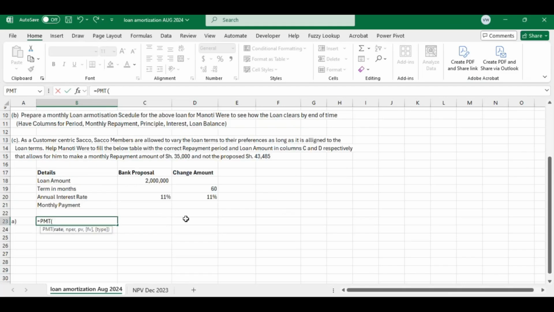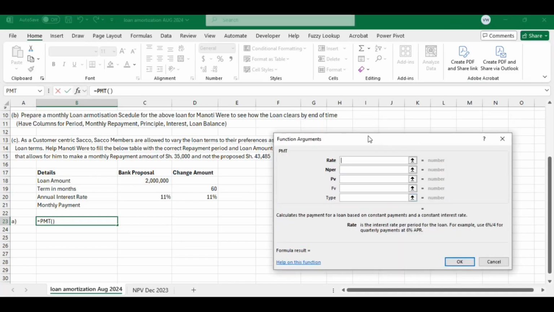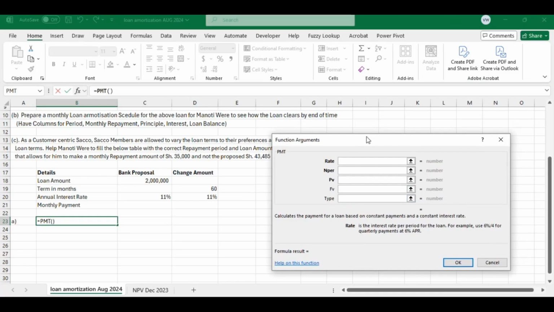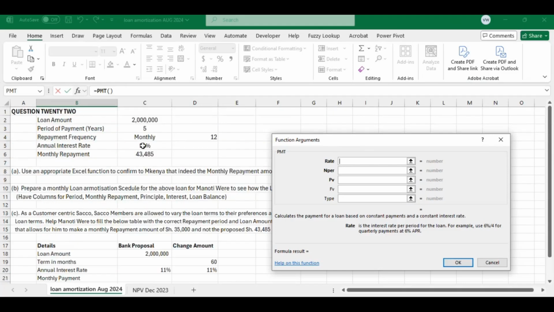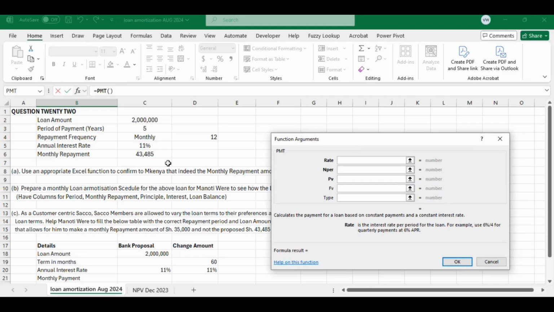So I'll click on the PMT function and activate it. Then I can open the function argument window. The first item in our argument, we have the rate. So if you look at our question, we have an annual interest rate of 11%. But remember, this 11% is per annum, but we know that the frequency of payment is monthly. So in this case, I'll divide by 12, and you can see that I'm actually referencing the cell that has 11% and 12.